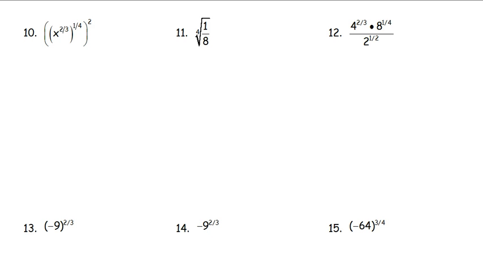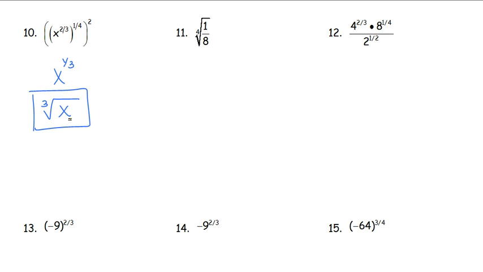For number 10, we have 1x raised to the 2/3, raised to the 1/4, raised to the second power. This is a power to a power to a power, and we know a power to a power means multiplication. So we multiply 2/3 times 1/4 times 2, and that ends up being x to the 1/3 power. And then we've got to change that from fractional exponents to radical form, the cube root of x, and we're done. We need 3, we only have 1, so we can't move anything to the outside.